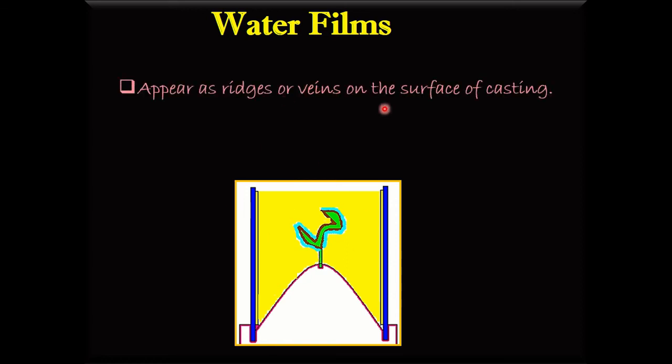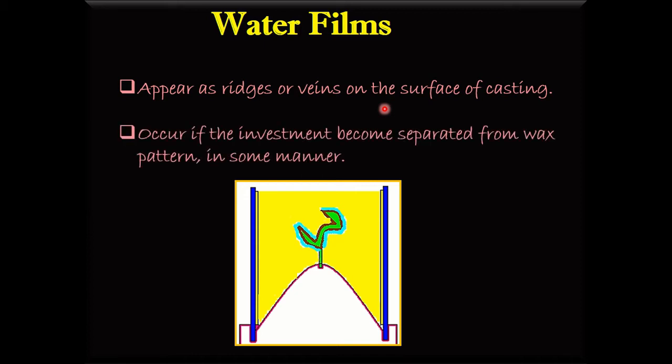Next is the water film. We all know that the wax is repellent to water. If the investment becomes separated from the wax pattern in some manner, a water film, this is the blue color here, may form regularly over the surface, and this is manifested as ridges or veins on the surface of the casting.